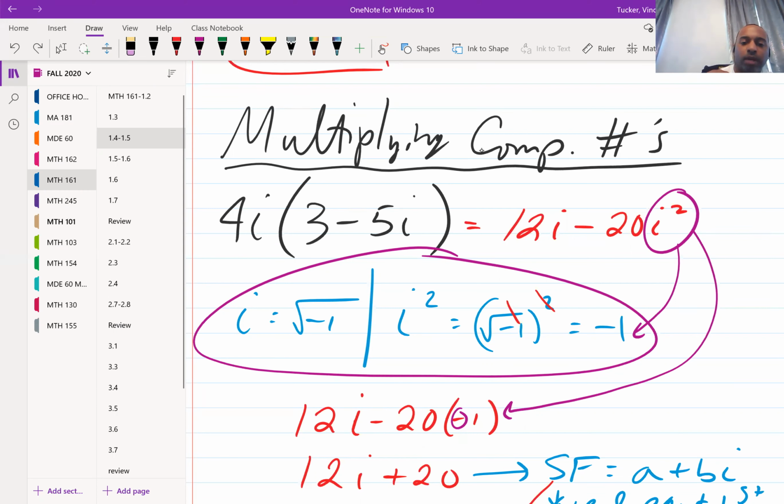And so that's what we have right here, 12i minus 20 times negative 1, because that i squared turns into negative 1. Everybody all right with that? We have 4i times 5i. 4 times 5 is 20. i times i is i squared. i squared will always reduce to negative 1.